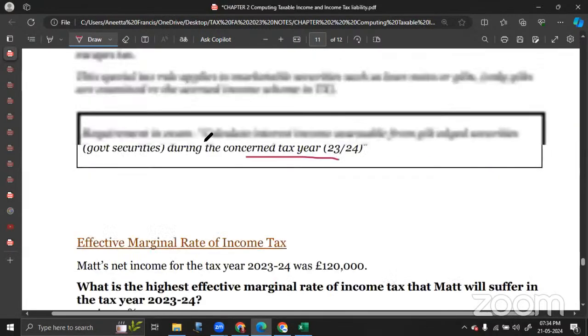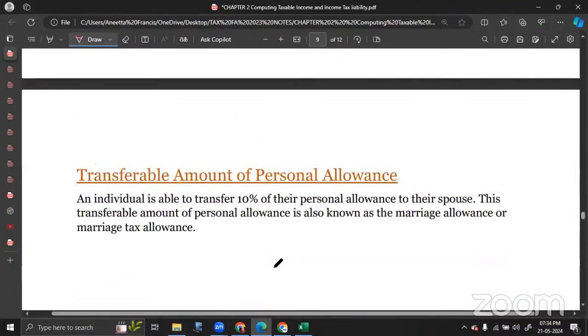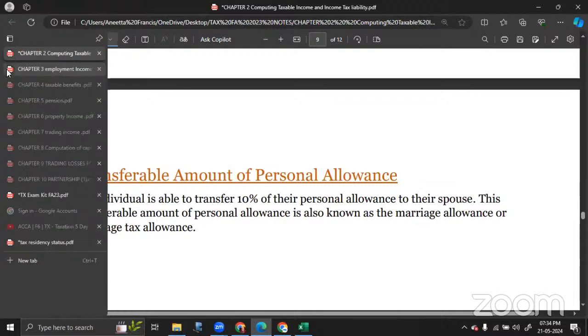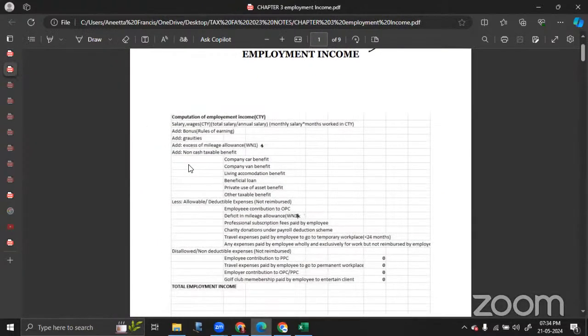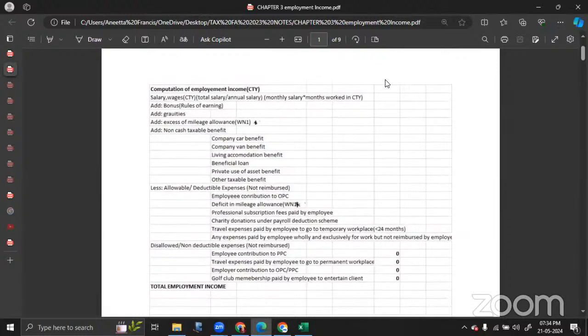Okay, so that is basically the first chapter. I'm going to quickly go through chapter 3. If somebody wants to take a screenshot of this, just keep in mind this is your basic employment income computation.